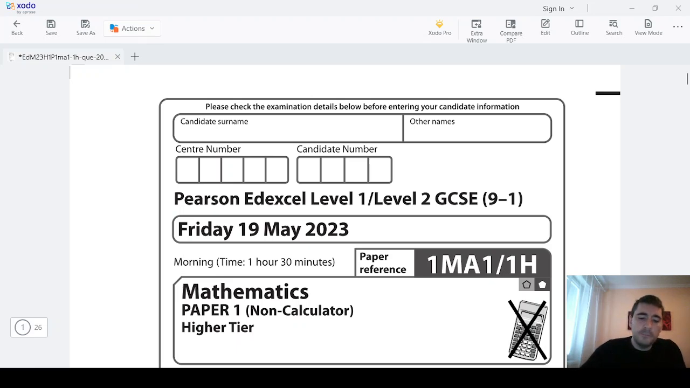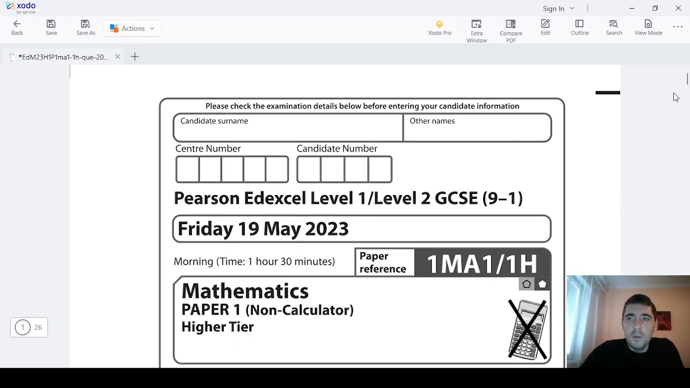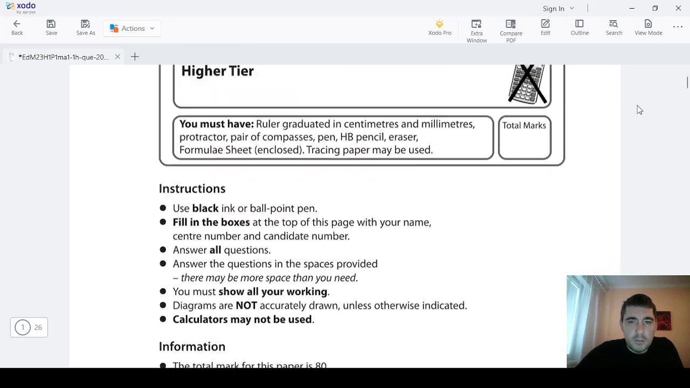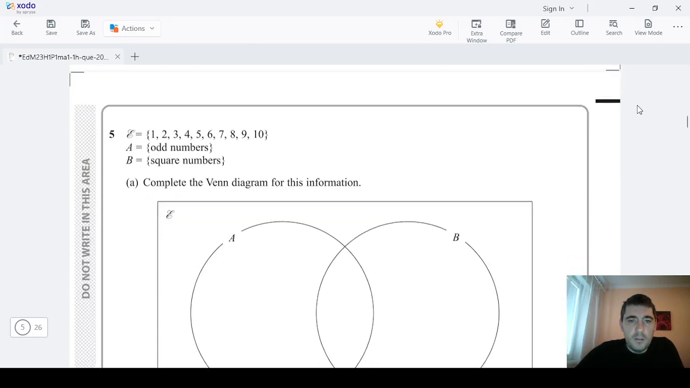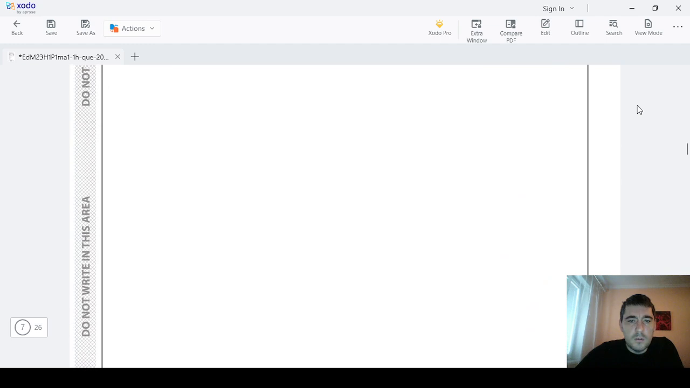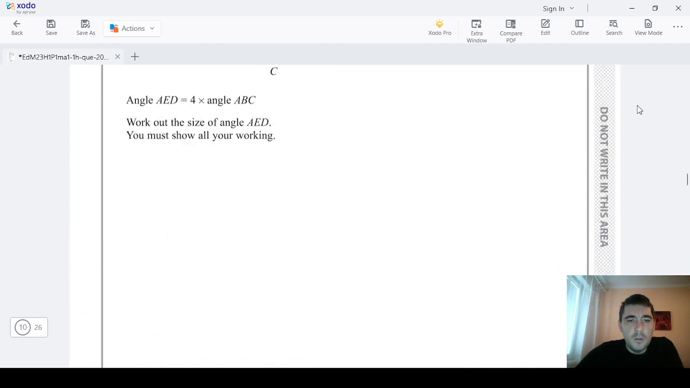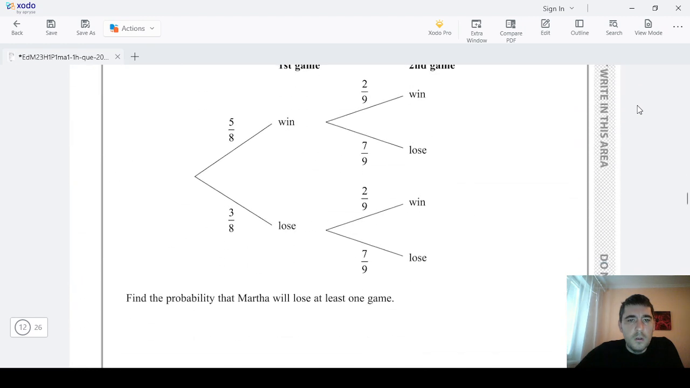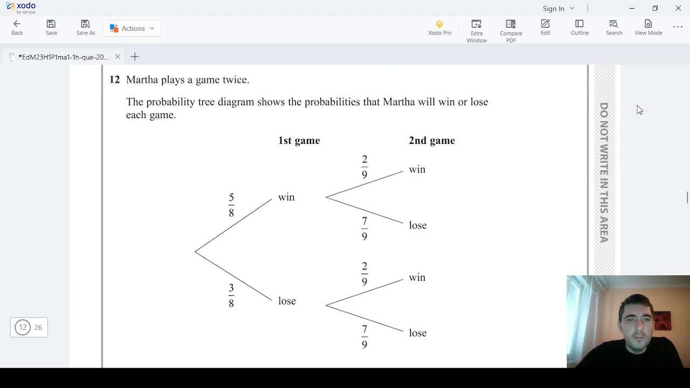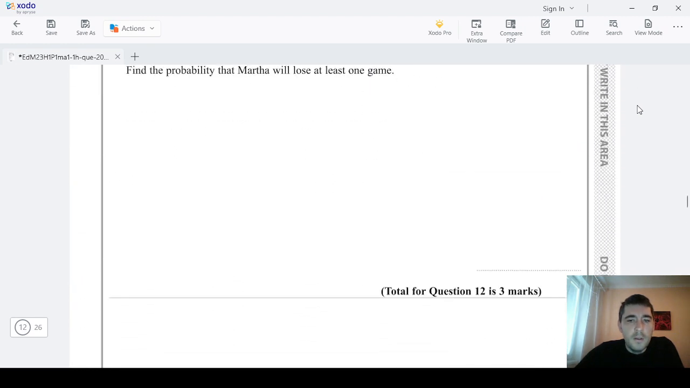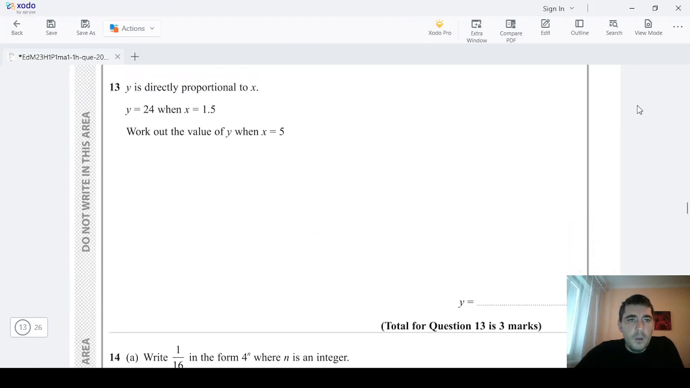Okay, so in today's tutorial I will continue with all of the questions, so let's just get straight into it. As I remember, I finished on the probabilities question, and today we're going to move on to proportion. Okay, so let's read question 13.